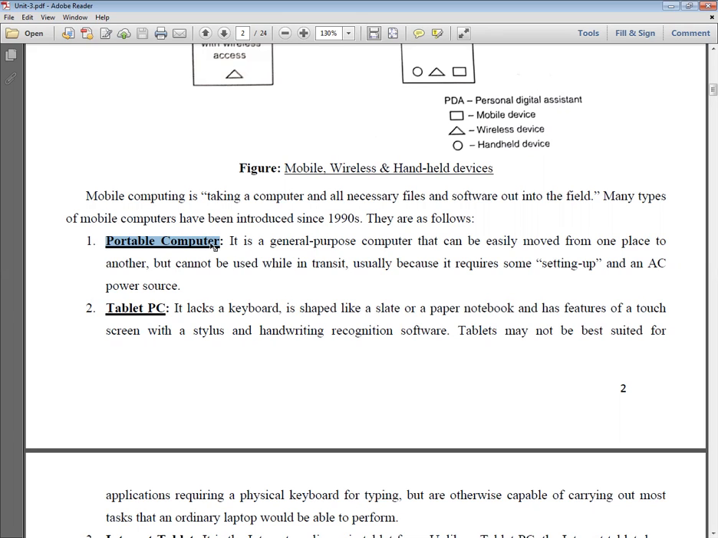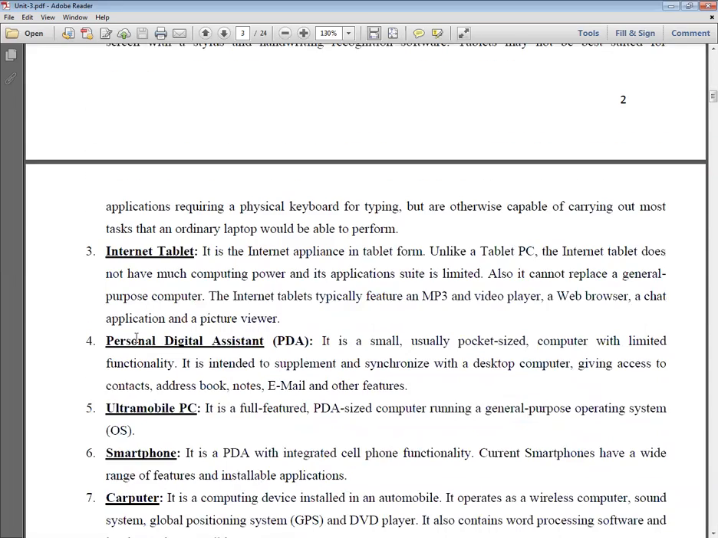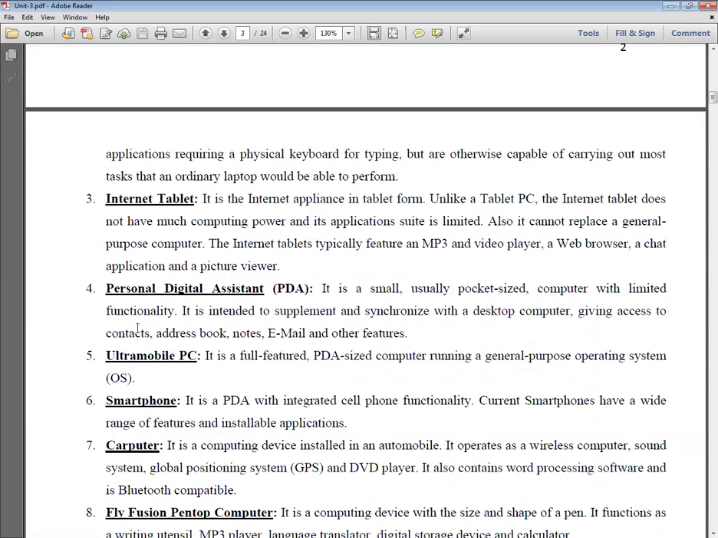And the next one is the internet tablet. It is an internet appliance in a tablet form. Internet tablet in the sense it contains an internet appliance in a tablet form. In a tablet form means here also this particular internet tablet does not have the keyboard. But we can move this particular tablet from one place to another place.